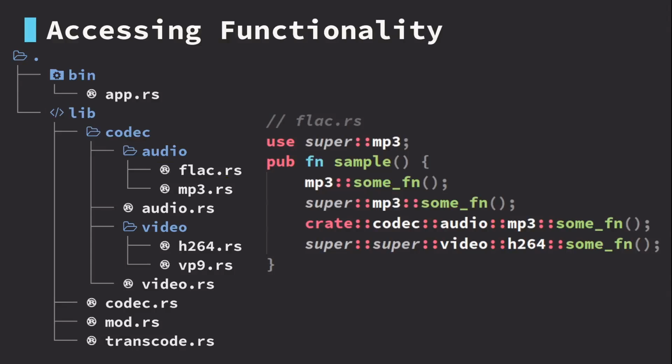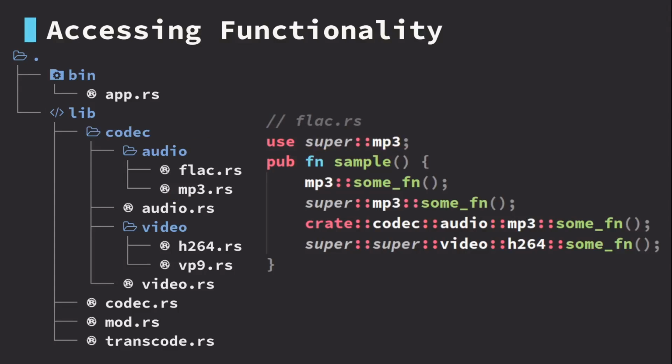Since code is isolated within each module, we need a way to access functionality from different modules. So if we're in the flac.rs file and we want to access the MP3 module here, we need to use super, and the keyword super will go up one level. So if we're in flac.rs and we want to go up one level, we'll end up in the audio module. So we can go from FLAC to audio. And audio contains the MP3 module, so we'll be able to access MP3 from there. So we use super MP3.